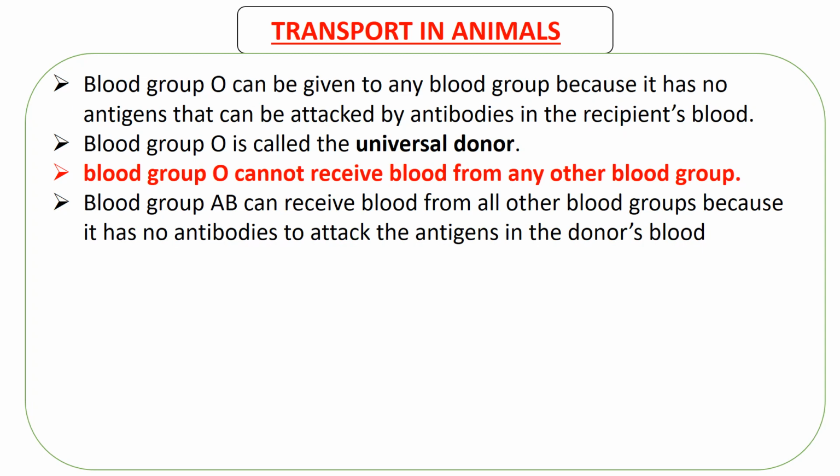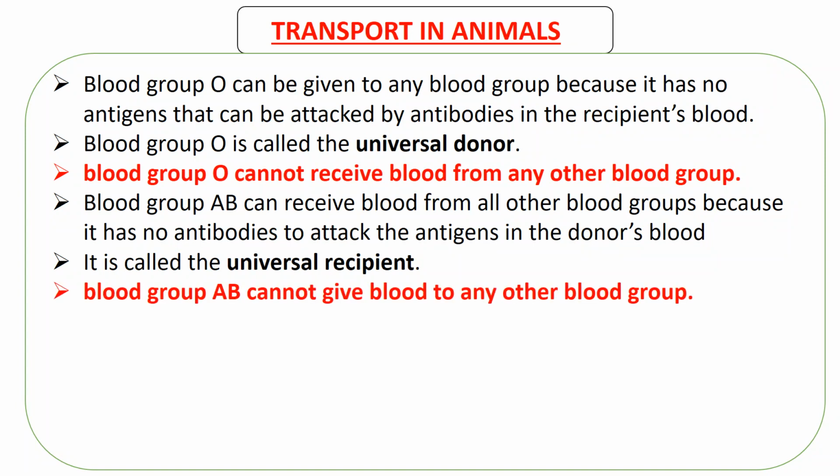Blood group AB can receive blood from all other blood groups because it has no antibodies to attack the antigens in the donor's blood. Remember, blood group AB has no antibodies, so it can't attack. So it can receive blood from all other blood groups. Hence, it is said to be a universal recipient. However, blood group AB cannot give blood to another blood group. Why? Because it has both antigen A and antigen B. So if you take blood group AB and donate it to a person who has blood group A.